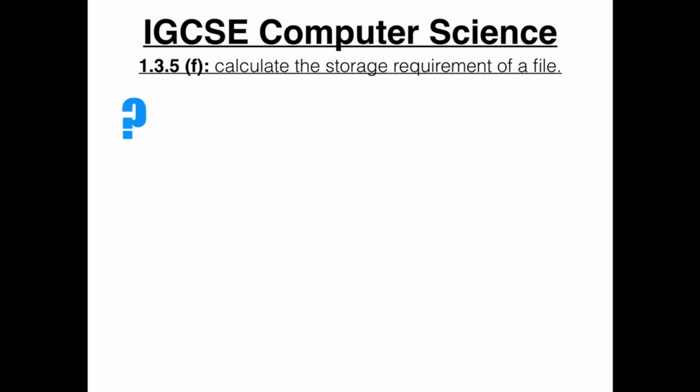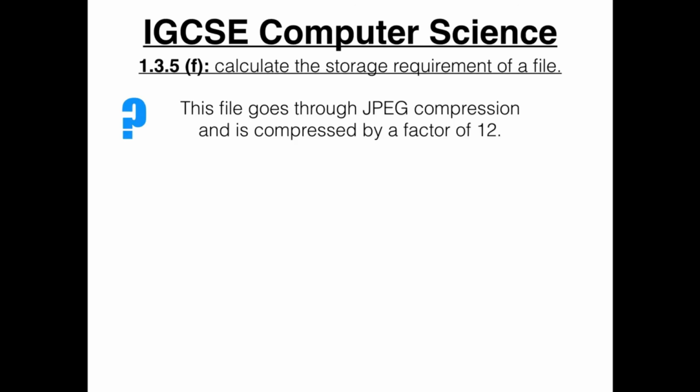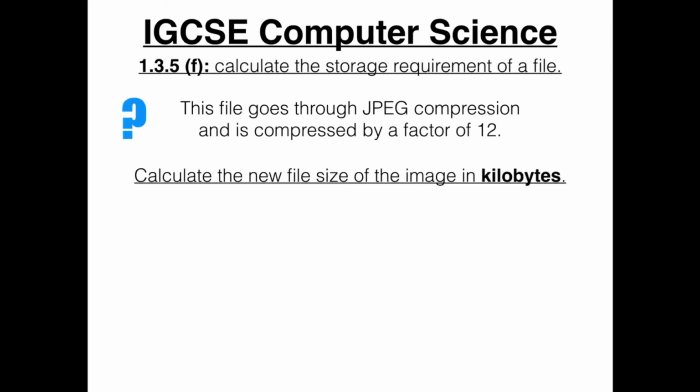So I'm just going to throw in a random question here. It's not really random, it's good for your learning. We're going to throw in a JPEG compression question. So this file goes through JPEG compression, and it's compressed by a factor of 12. Oh yeah, if any of my calculations here are wrong, then just post a comment or something, and then I can use annotations to edit it. Anyway, it's compressed by a factor of 12. Calculate the new file size of this image in kilobytes.